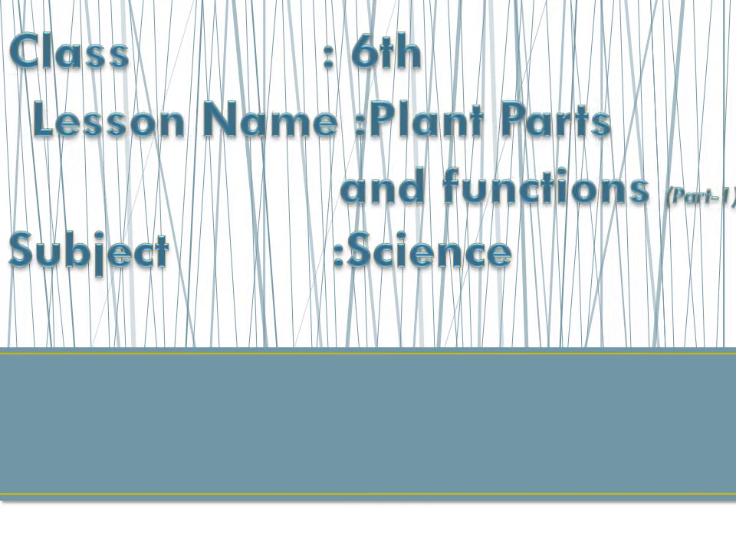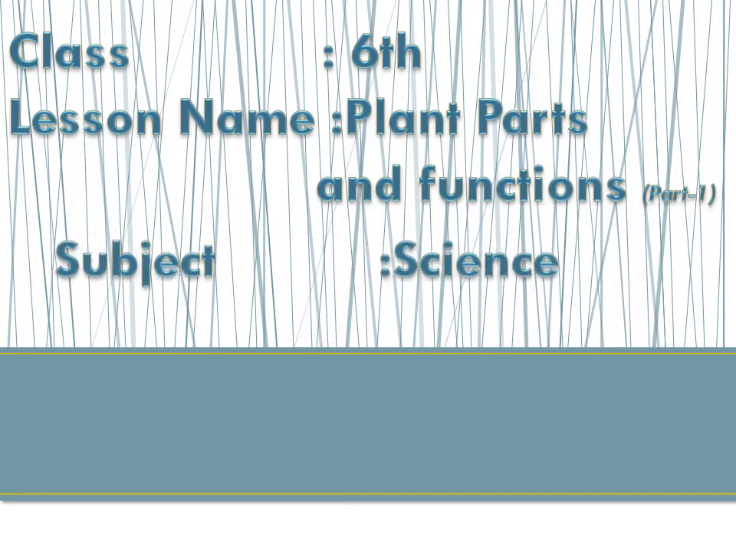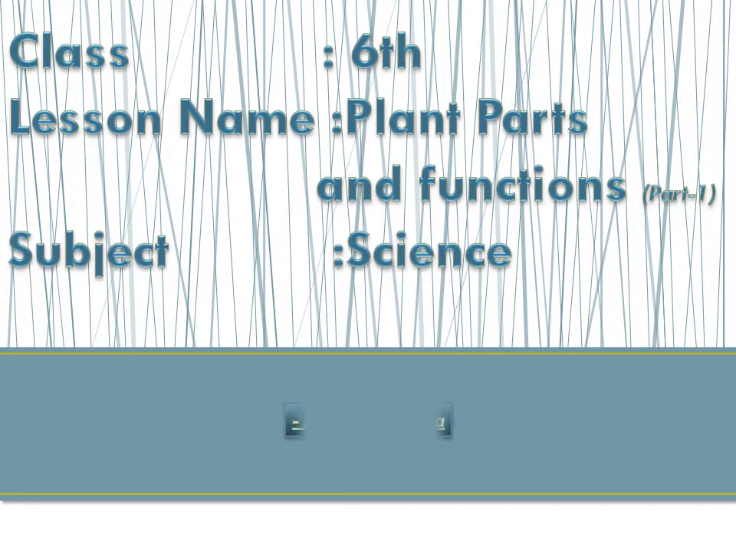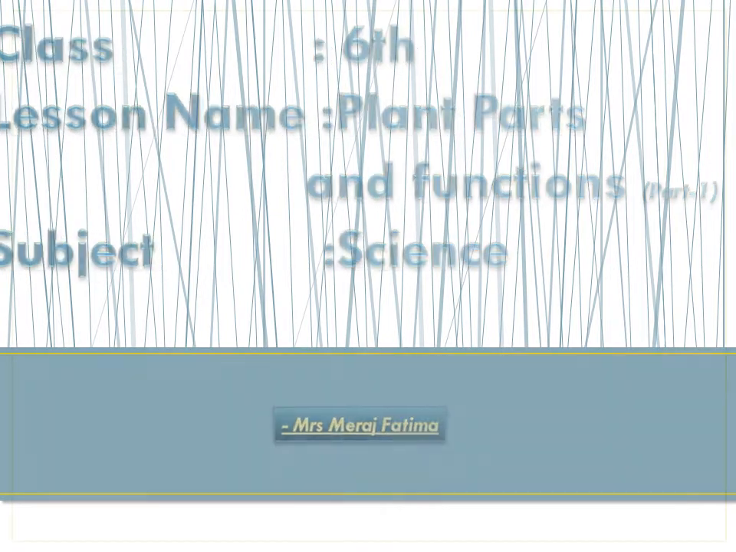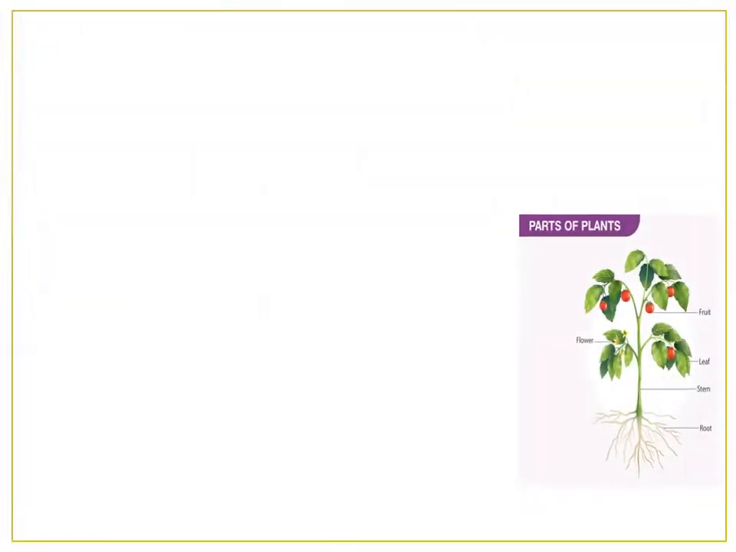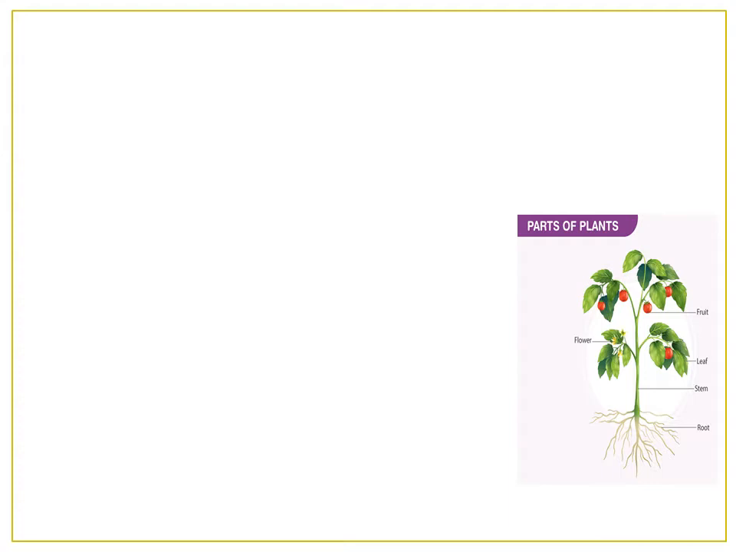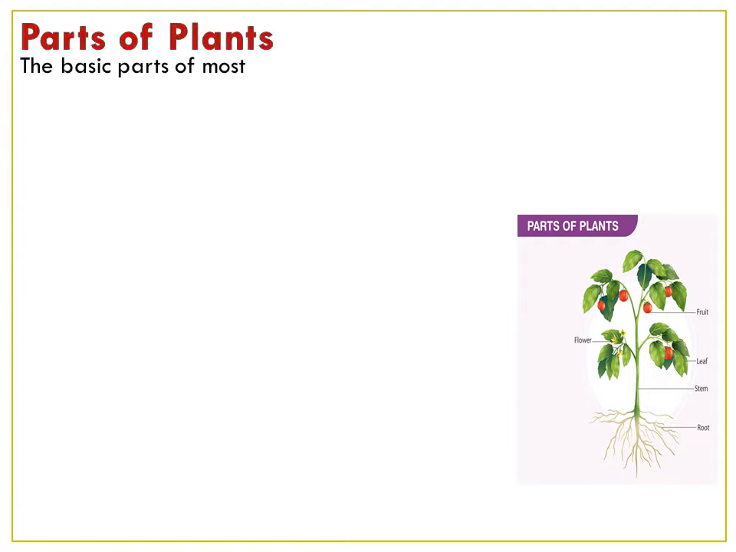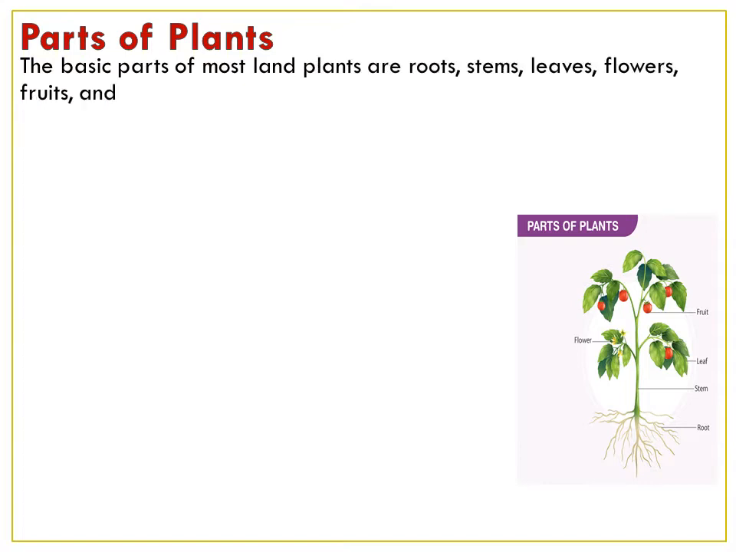Now everyone knows what a plant is. We see plants every day: gardens, trees, isn't it? See the beautiful diagram on the computer screen. Since childhood, you know what plants are and what plant parts are, isn't it? The basic parts of the plants are roots, stem, leaves, flowers, fruits, and seeds.